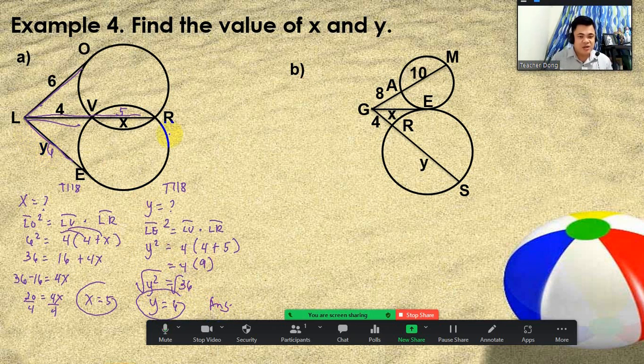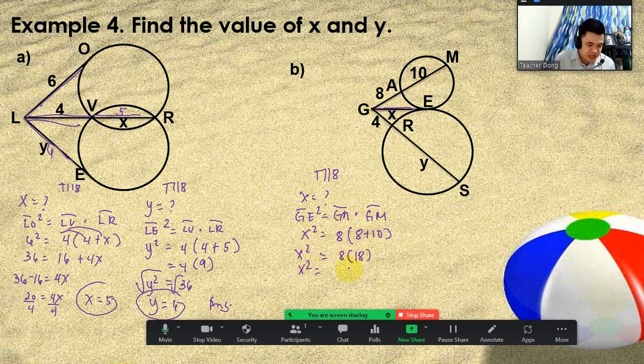Next, let's have letter B. Same thing. This time the tangent is at the middle. So to solve for x, still we will be using Theorem 118. So our equation now is GE squared equals GA portion times the whole GM. Then the next thing is substitute the values. GE is unknown, which is x squared, and then GA is 8 times 8 plus 10, or the whole. And then 8 plus 10 is 18. Bring down x squared. X squared is equal to 8 times 18.